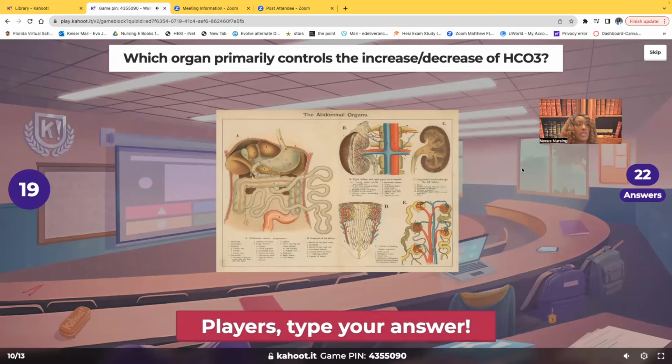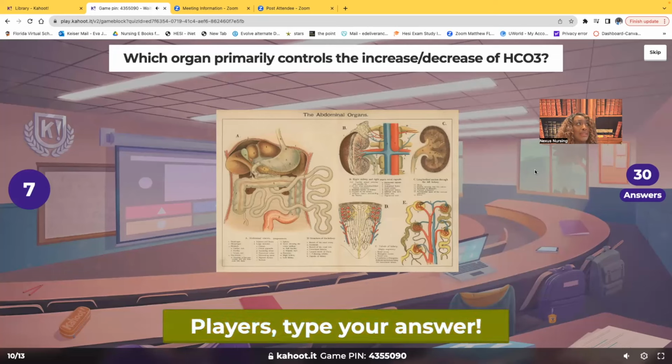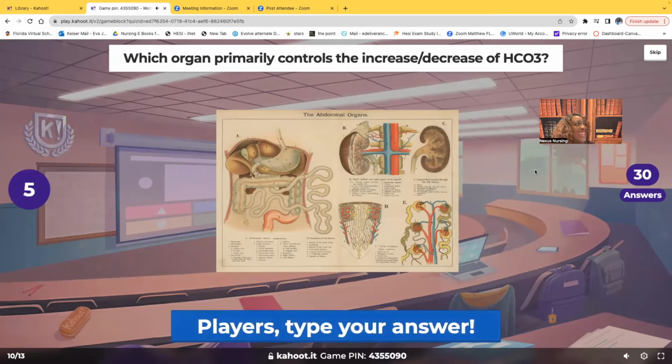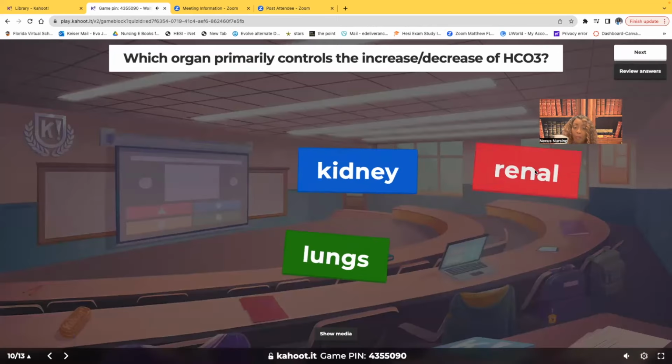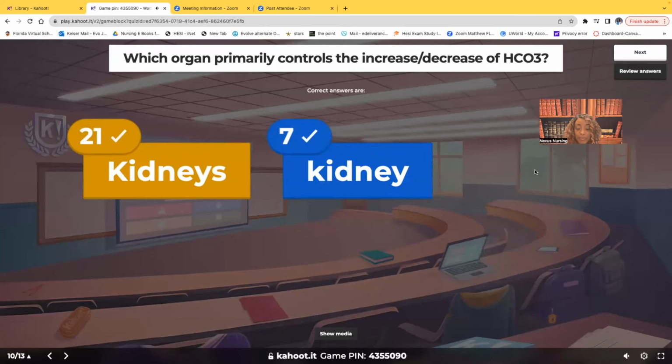That's what I get. Next time, I'm just sticking to the questions. I get excited and start teaching. Someone said not the lungs, so they can't remember the organ, but they know it's not the lungs. No, some of you did still put lungs. Very good. Kidneys. Some people typed in renal. Yes. When we talk about renal, we're talking about the kidneys. Very good. Correct.